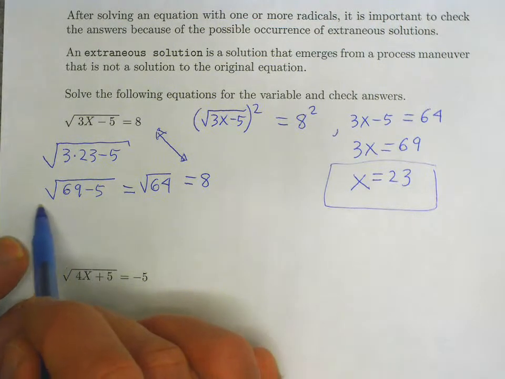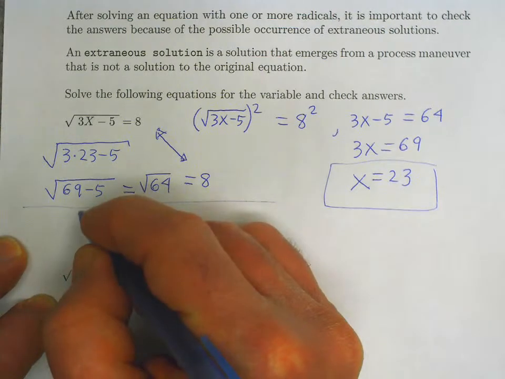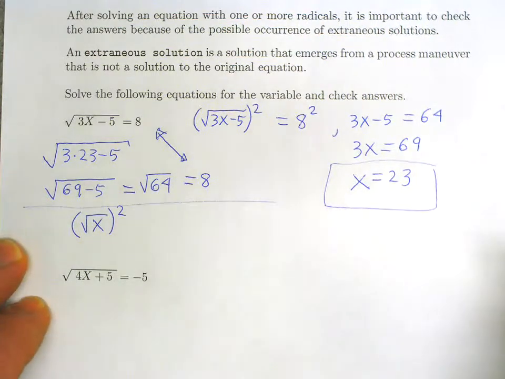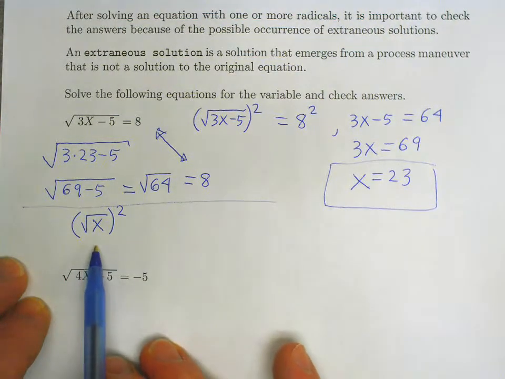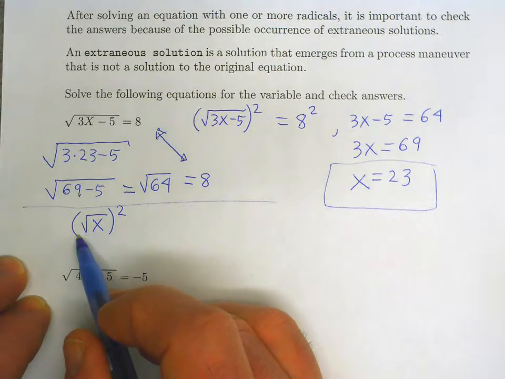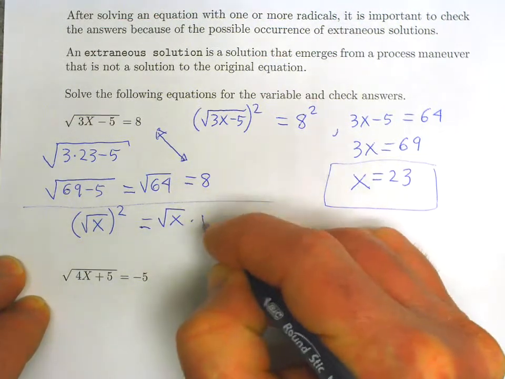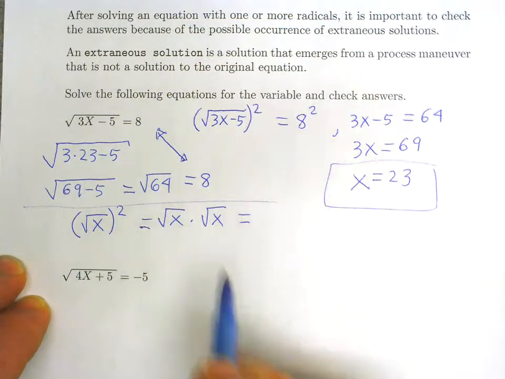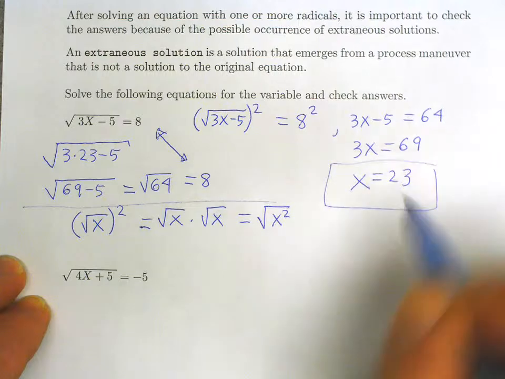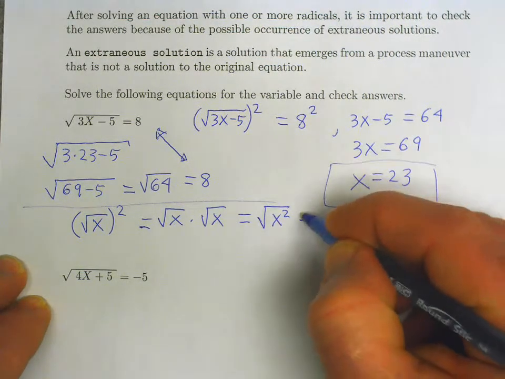I'll just mention a property that we applied. If we square the square root of something like x, then that's going to simplify to x, but I'll explain it in a couple of steps. The square root of x squared means to multiply the square root of x times the square root of x. And the square root of x times the square root of x is the square root of x squared, because x times x is x squared, and the square root of x squared is just x.